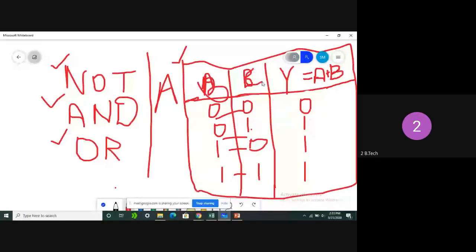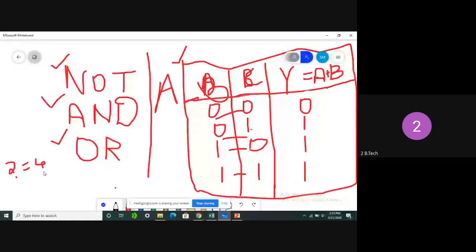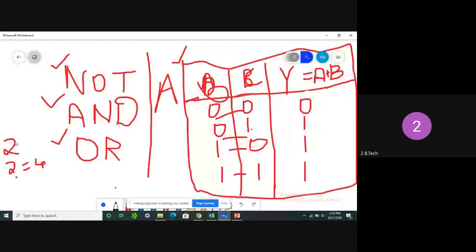From this, what will be the combinations for two inputs? How many combinations are there if two inputs are there? Four. Four combinations. If one input is there, how many combinations? Two. Two combinations. If one input is there, we are getting two.